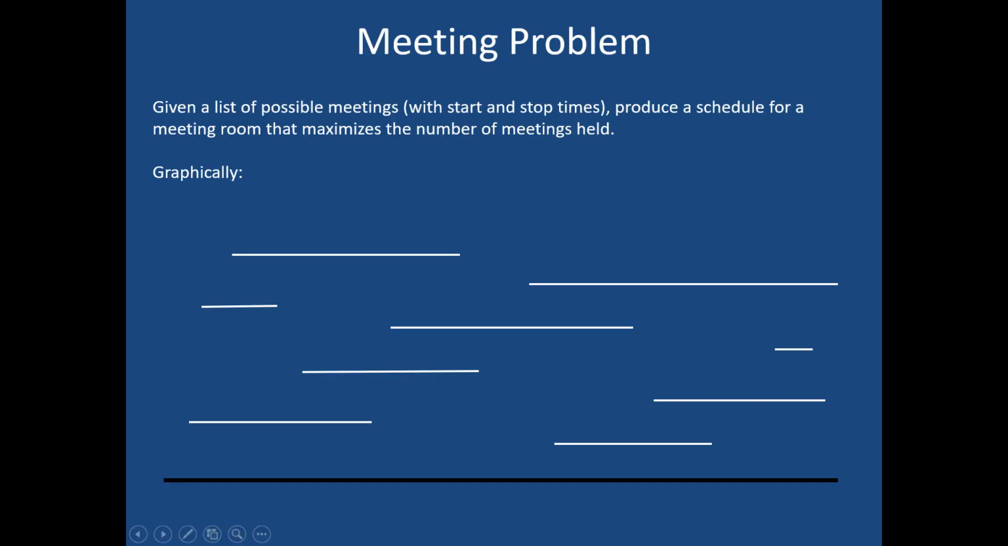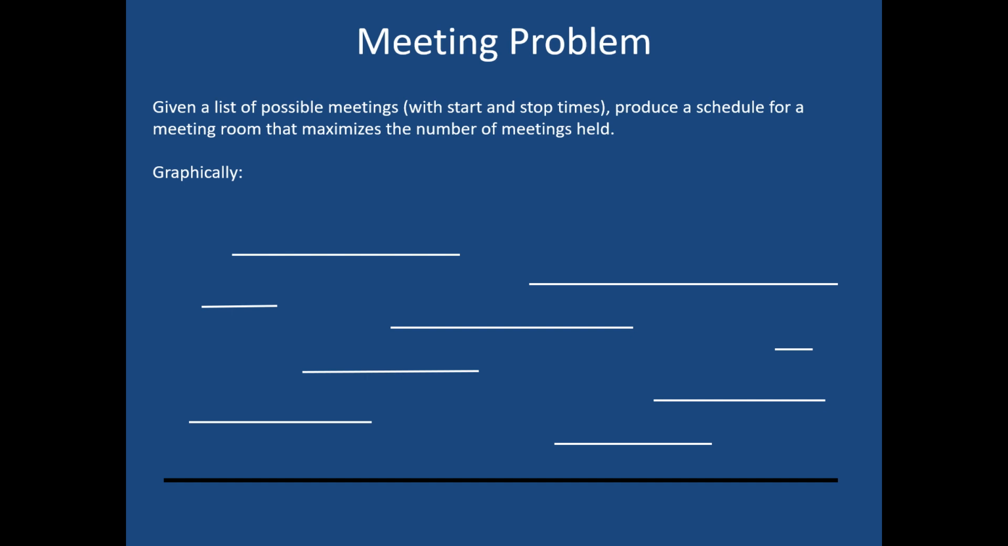All right, so now we move to chapter 5, I think it is, which is greedy algorithms. So let's start with an example of a problem you can solve with a greedy algorithm. You're given a list of possible meetings. The idea is, this black line down here is a room. Think of it as time. So maybe this is 9 a.m. to 5 p.m. And we want to fit meetings into this room.